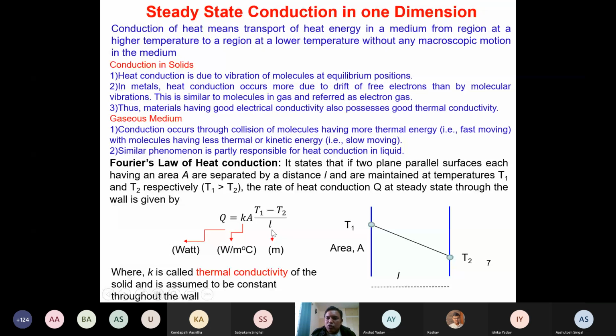So this is nothing but Fourier's law of heat conduction, which states that if two plane parallel surfaces each having a surface area A are separated by a distance L and are maintained at temperatures T1 and T2, then the rate of heat conduction is proportional to the temperature difference and inversely proportional to the thickness. Okay, so here K is the thermal conductivity of the solid and is assumed to be constant throughout the wall.